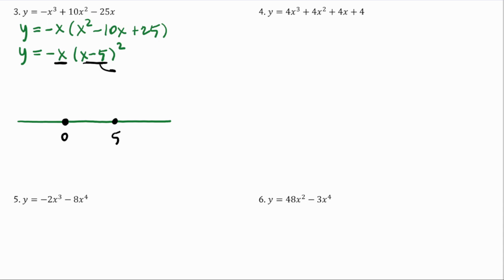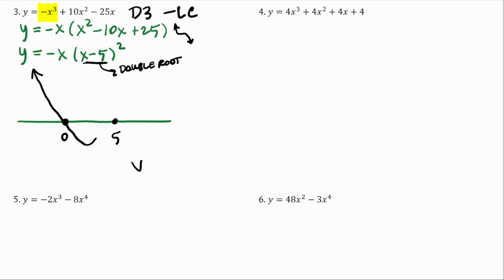And x equals 5, that's a double root. Alright, this is a third degree polynomial with a negative leading coefficient, okay, negative x to the third. So what this is going to look like is the graph of y equals negative x cubed, which would mean that it's coming from above, and then eventually it's going to be going down as well. Okay. It's coming down. x equals 0 is a single root, but x equals 5 is a double root.